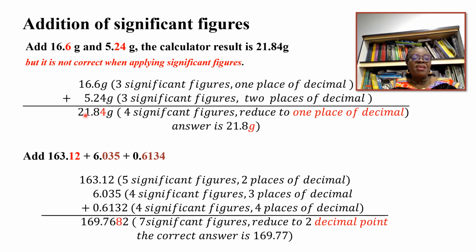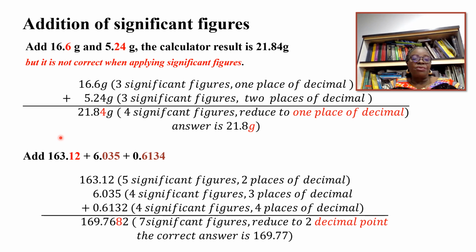So you will find out the value with the limiting term. That is the value with the fewer decimal places. From these two values, 16.6 gram has the fewer decimal places, and it is 1 decimal place. As you have this value, your whole answer must appear to 1 decimal place. So when we add these two together, we will have 21.84 gram.